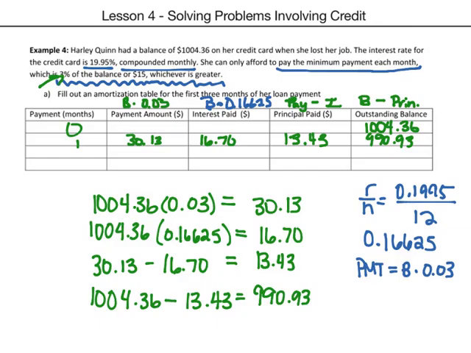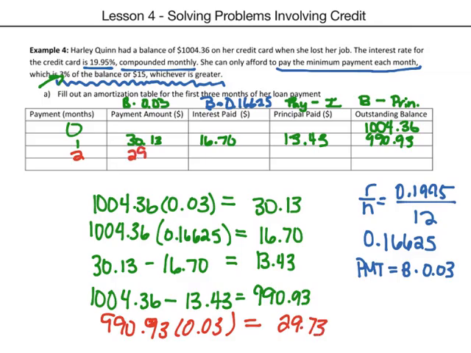Because if we were to look at this for month 2, to find our interest paid, we'd take $990.93 and times it by 0.03. And this time we'd get $29.73. So her payments are going down. So what I want you to do is pause the video and fill in the rest of the table.